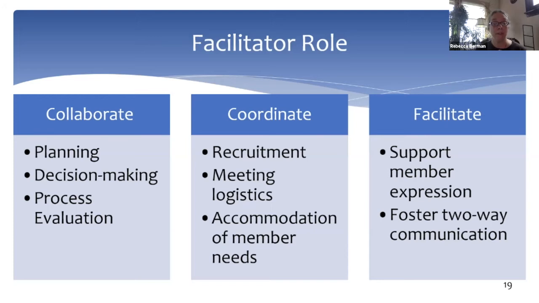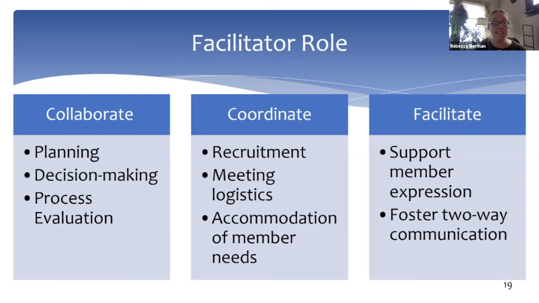Setting up equipment for the online participation with researchers, and communicating with the staff who support all the members so that there aren't conflicts with therapy appointments or medication schedules or things like that, so that the staff are also aware that this is an important activity for the members.